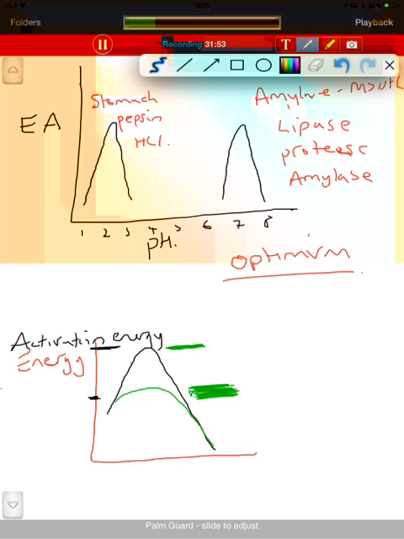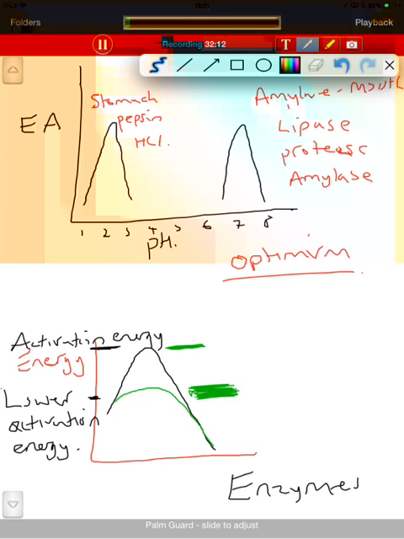That would be the normal reaction, and this is a lower activation energy. That pen is rubbish. Okay, so that is enzymes done.